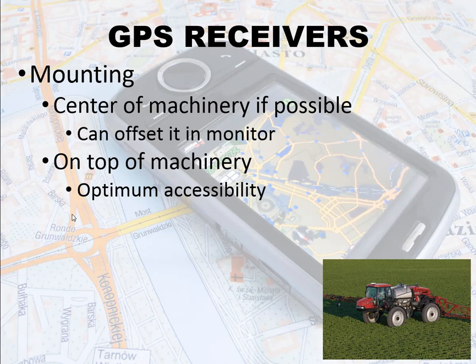Another one: put it on top of the piece of equipment. That's going to give you the best accessibility to all the satellites out there. If you take a look at that sprayer in the bottom right-hand corner, the receiver is on the highest part of that machine, and it's going to give us the best view of the sky. Now, could he mount it on the hood up in front? Yeah, he could, and you're going to get fairly decent signals. However, if you had a satellite towards the back of that machine, getting closer to the horizon, then it's not going to be able to pick up that signal as much.